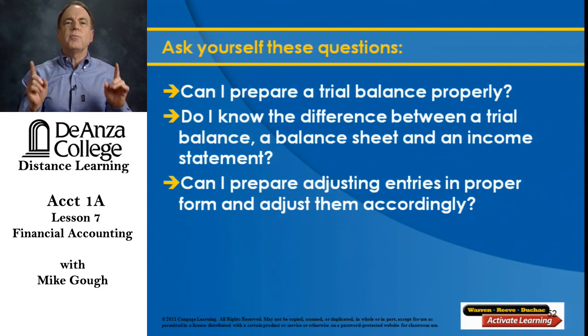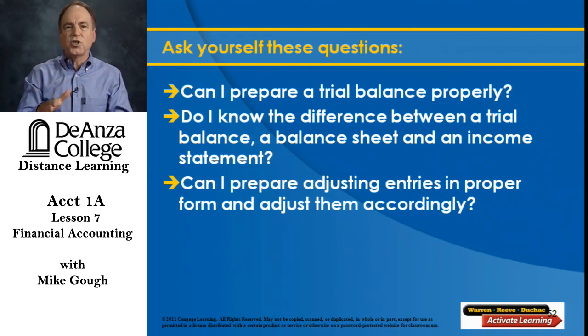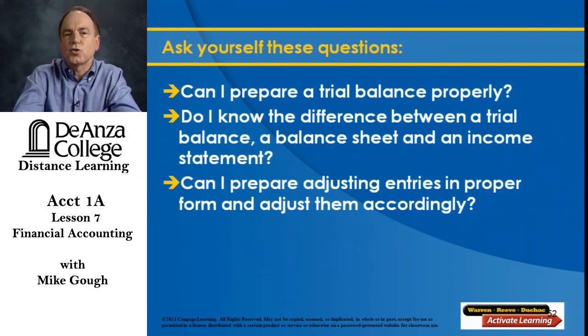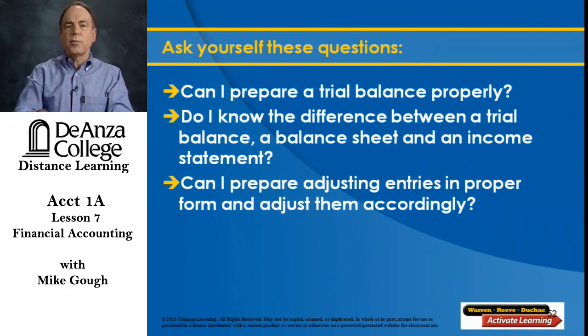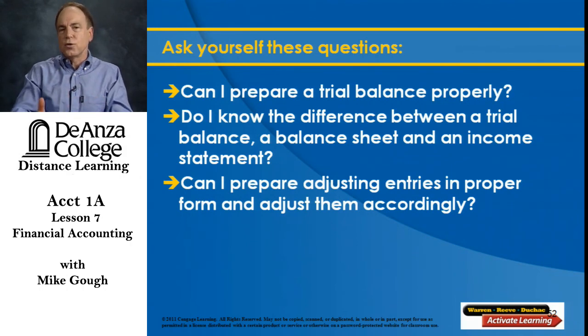Now, we finish up Chapter 3. So the question you need to ask yourself at this point is, can you prepare a trial balance properly, an unadjusted trial balance? So can you journalize, post to the ledger, and do a trial balance? That's number one. Then, do you know the difference between a trial balance, a balance sheet, and an income statement? And then, can you do adjusting entries in proper form and adjust them accordingly? And then, can you do an adjusted trial balance? And do you understand that? And can you explain that to someone else? If you can, then you're ready for Chapter 4. If you can't, then you need to go back to Chapter 3 and go through those adjusting entries and make sure you understand all those concepts in that regard.